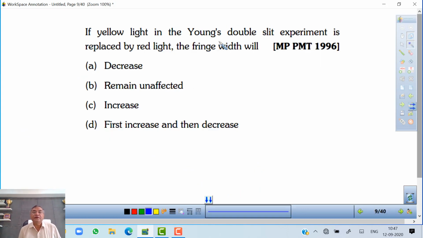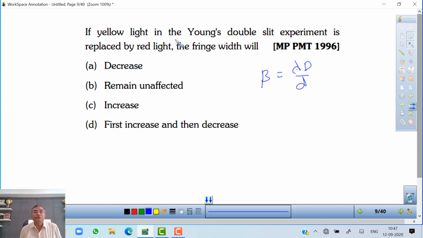If yellow light in the Young double slit experiment is replaced by the red light, the fringe width, તો width નું ફોર્મ્યુલા આપણે યાદ કરીએ કે beta is equal to lambda capital D upon small d, where lambda is the wavelength, capital D is the distance between slit and the screen, and small d is the separation between the two slits. Now you can see that replaced by red light.